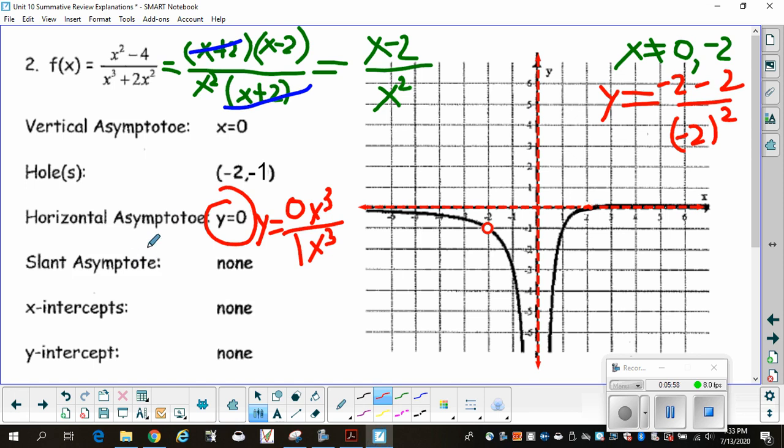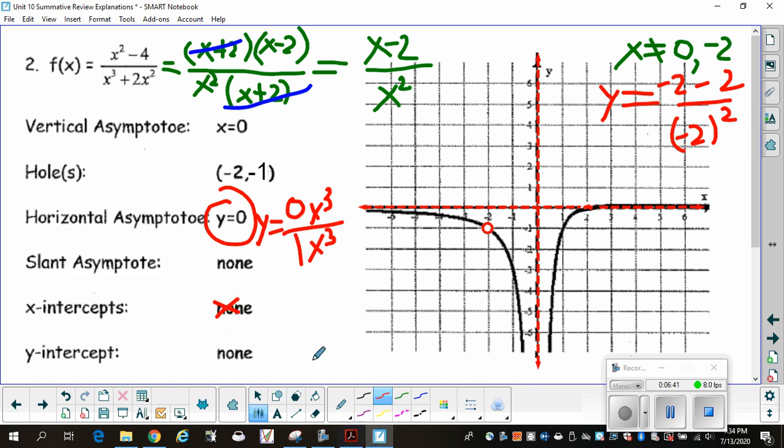X-intercepts. Well, y can't equal 0 because that's a vertical asymptote. And then, oops, sorry, x can't equal 0 because that's a vertical asymptote. Y equals 0 turned out to be a horizontal asymptote. So therefore, I don't have any x-intercepts or any y-intercepts. This curve here is coming up. Well, actually, I take that back. I do have a y-intercept or an x-intercept.